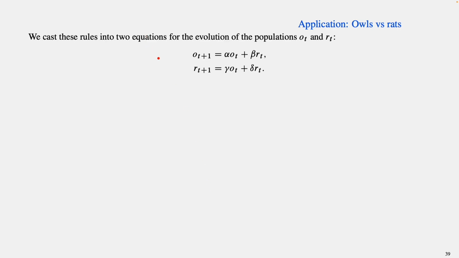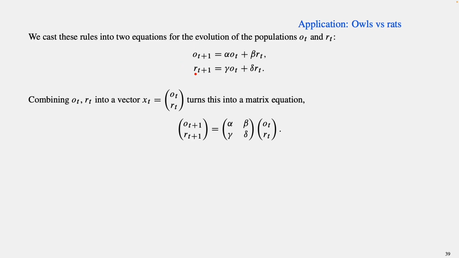And these rules can be cast into two equations for the evolution of the two populations, owls and rats. So in month t+1, the owl population is given by alpha times the previous owl population plus beta times the rat population. And the rat population in month t+1 is given by gamma times the owl population plus delta times the rat population in the previous month.